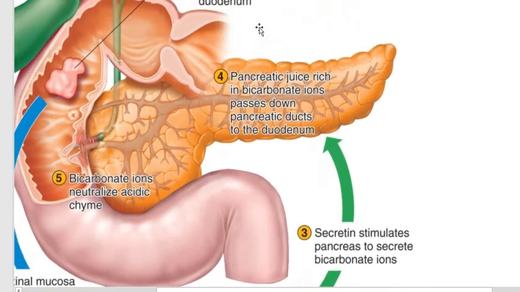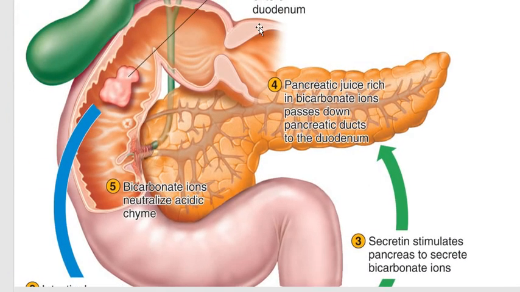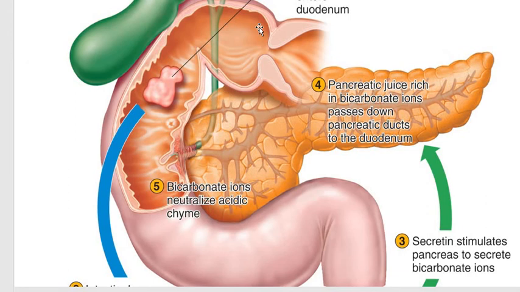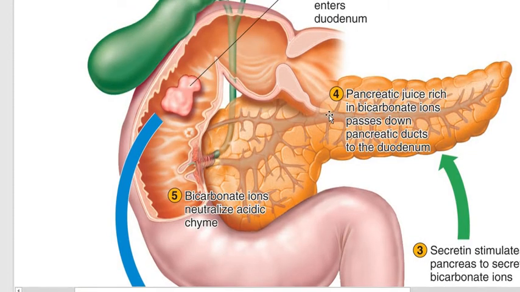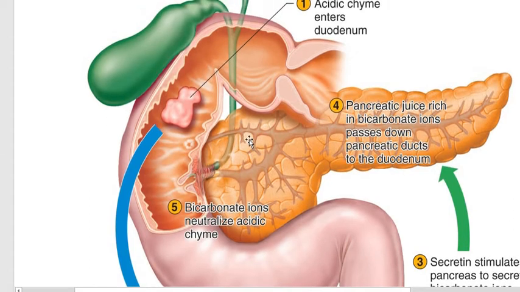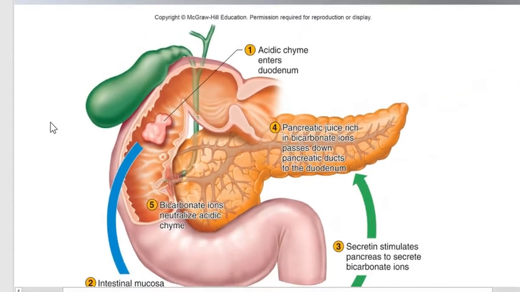And bicarbonate goes into the pancreatic juice, and then that pancreatic juice containing lots of bicarbonate in it is going to head into the duodenum of the small intestine to neutralize the acid in those recently arrived contents there from the stomach.